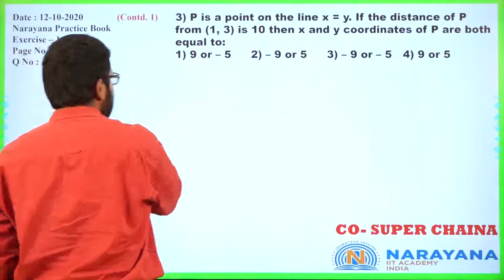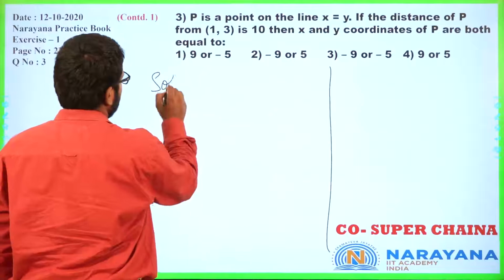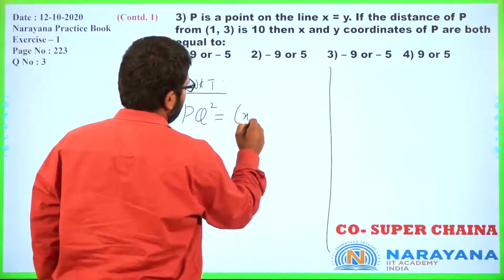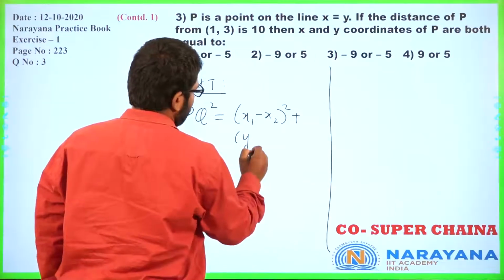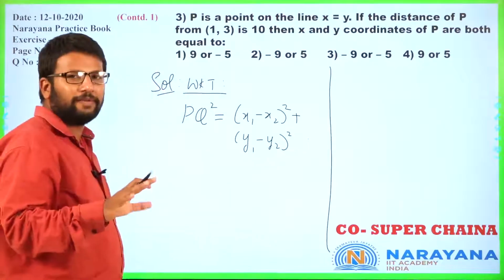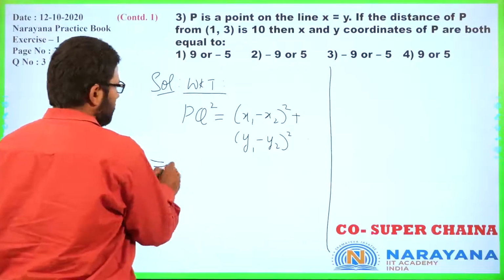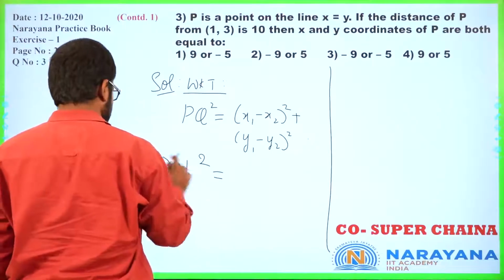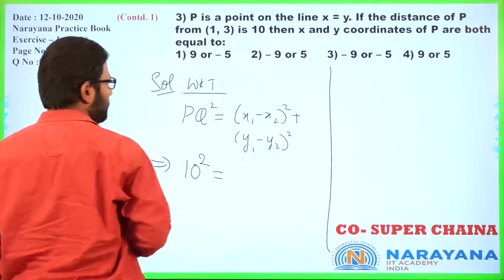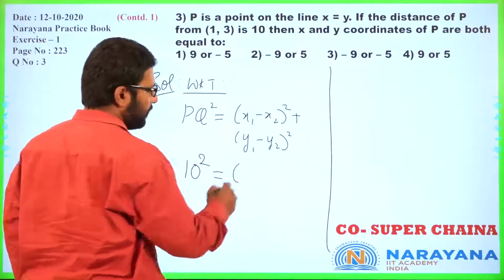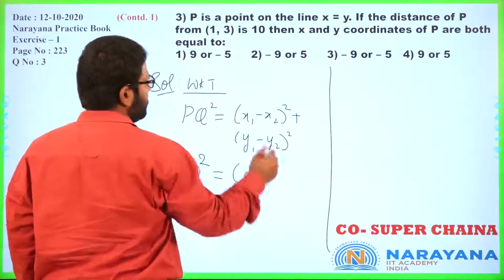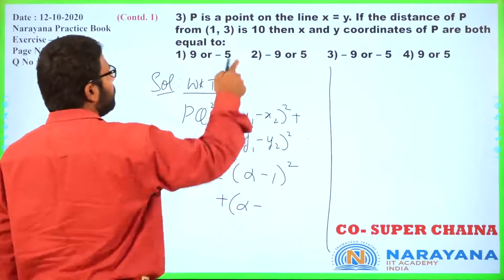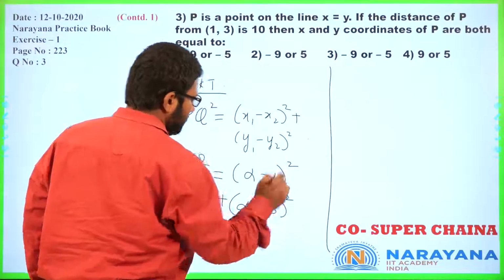So now let us use the distance formula. We know that PQ square would be x1 minus x2 the whole square plus y1 minus y2 the whole square, where x1, y1 is for P, x2, y2 is for Q. PQ is 10, so 10 square equal to x1 minus x2. x1 is for P, alpha, minus x2, for Q it is 1, the whole square, plus y1, again for P it is alpha, for Q it is 3, the whole square, right?